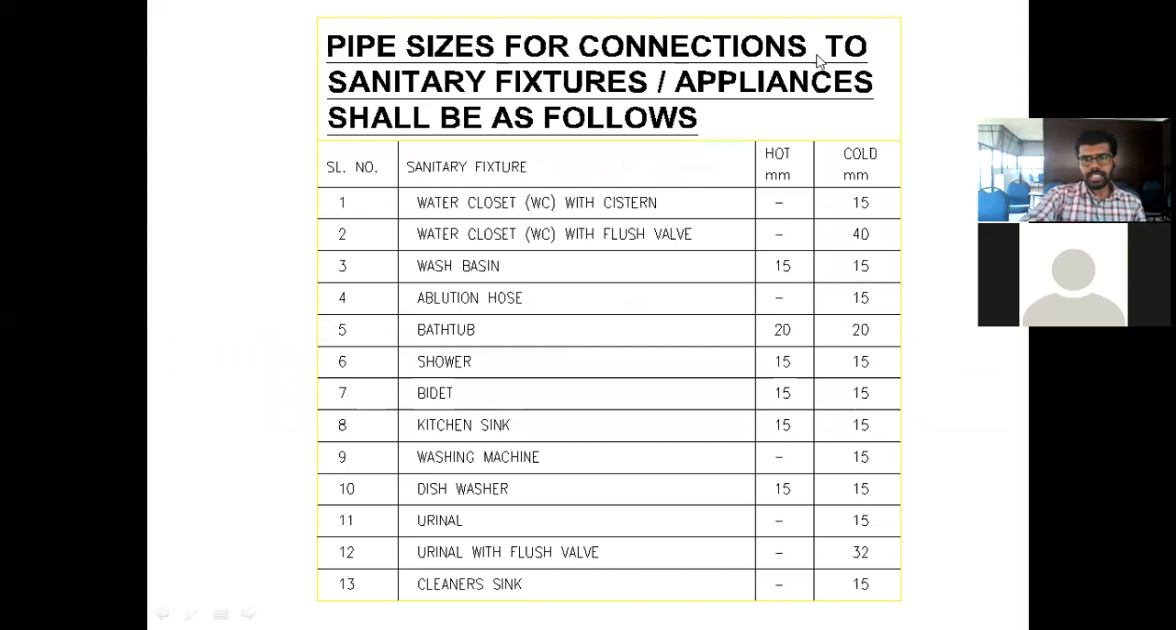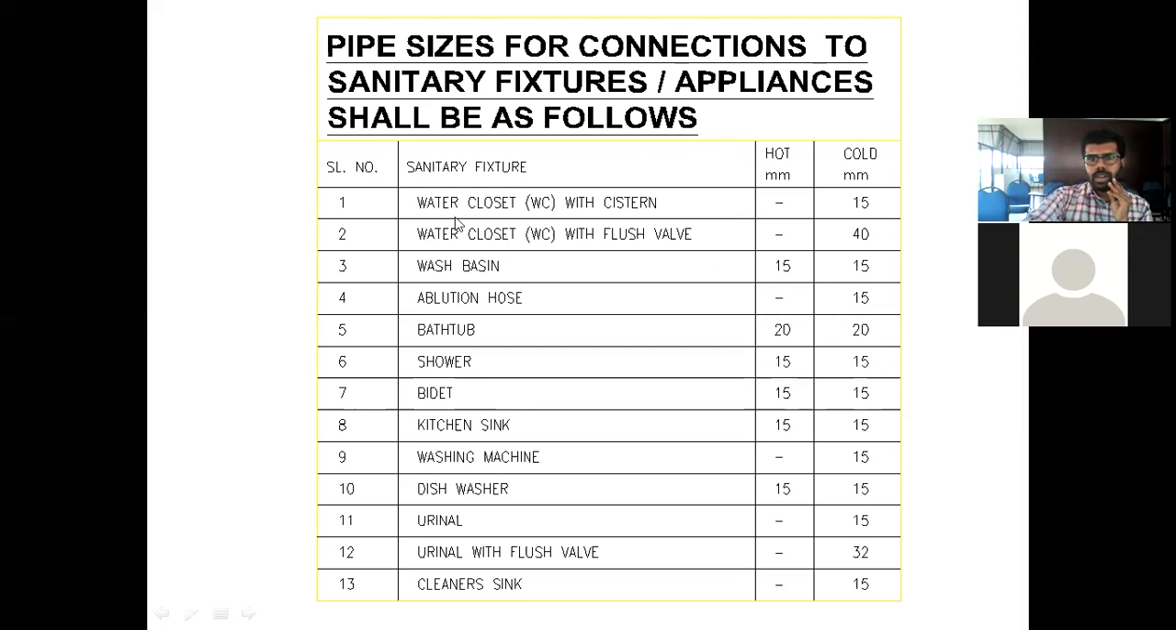Then pipe sizes for connections to sanitary fixtures. What this means is that different sanitary fixtures are there in our toilet and in our kitchen and all. So there is a minimum pipe size for each particular fixture. The main pipe can be different, but coming into the specific fixture, like water closet or wash basin, the entrance pipe dimension should be this.